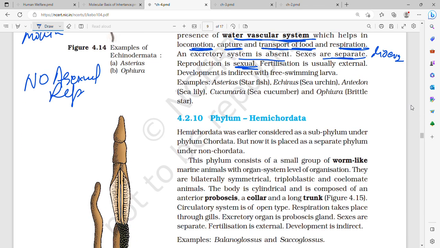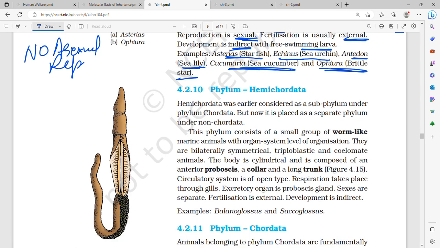Fertilization is usually external. Development is indirect with free-swimming larvae. Examples: Asterias, starfish; Echinus, sea urchin; Antedon, sea lily; Cucumaria, sea cucumber; and Ophiura, brittle star.